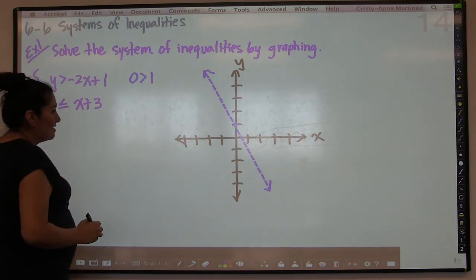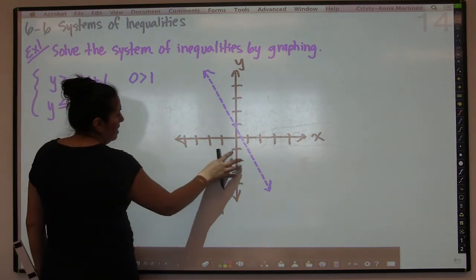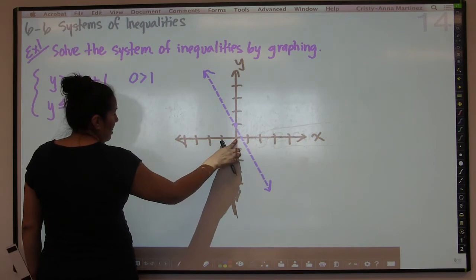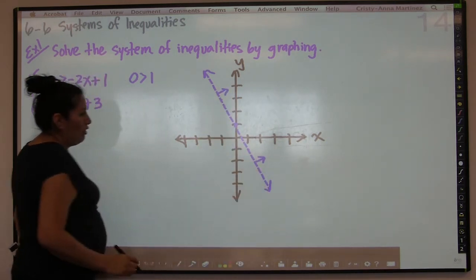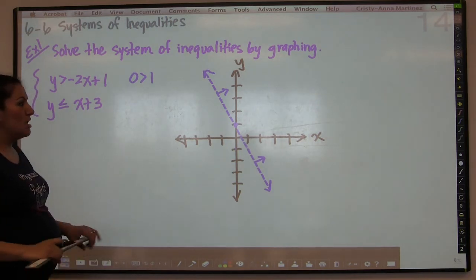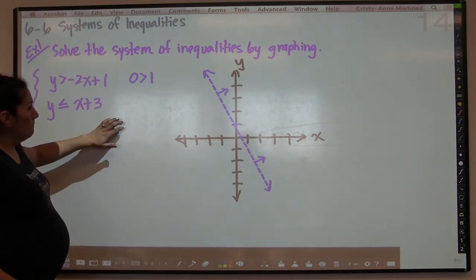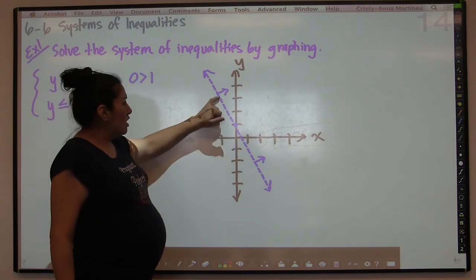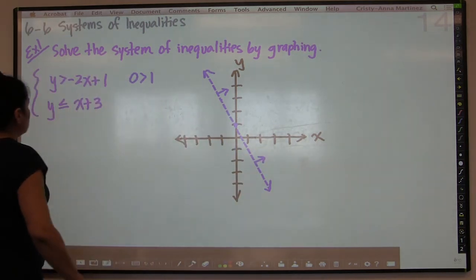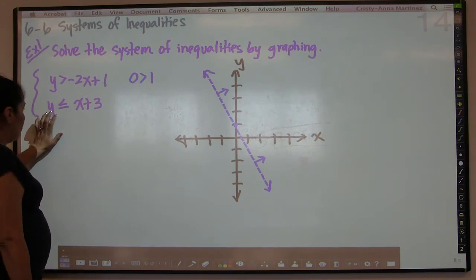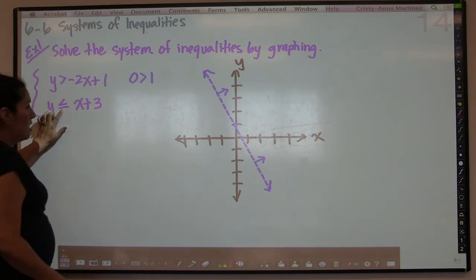And 0 is not greater than 1, so I don't want to shade the side that the origin is on. I'm going to shade the other side. But because I have to shade the area where both lines overlap, I'm not going to shade it just yet. I'm just going to draw arrows indicating that I'm going to shade in that direction. So then we're going to go ahead and graph the next line. That one's going to be solid because it has an equal to.